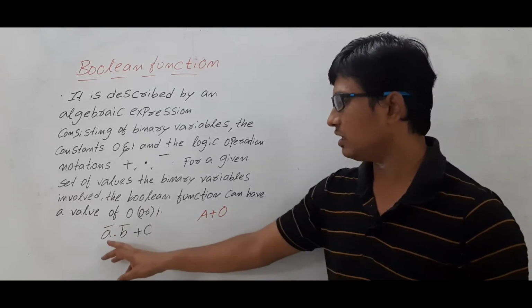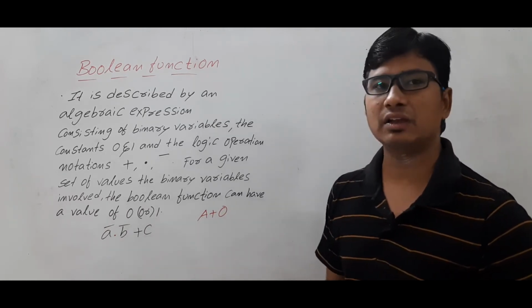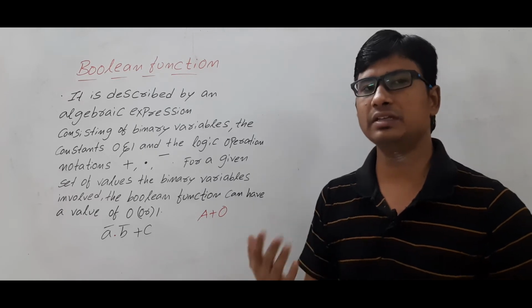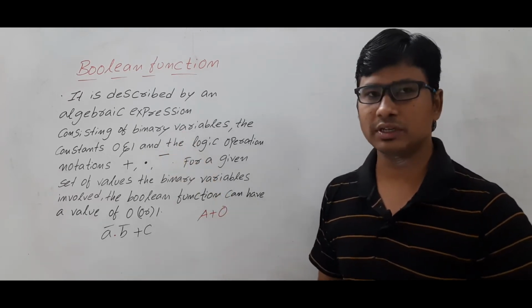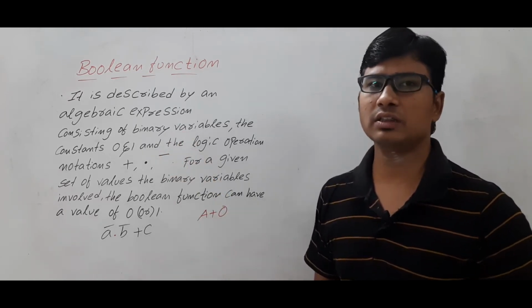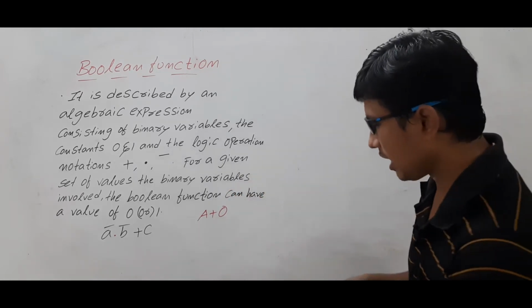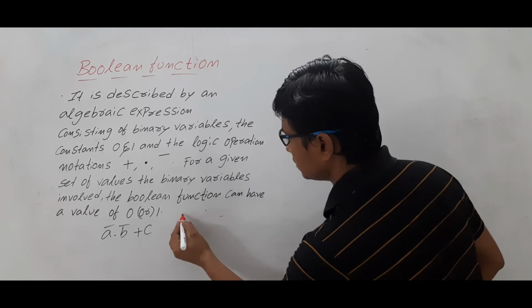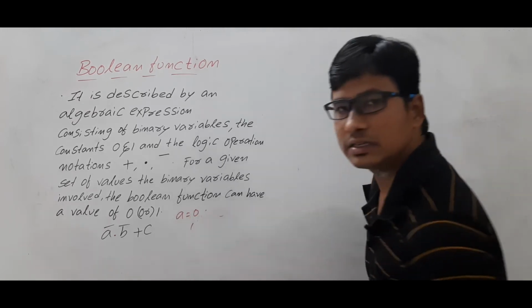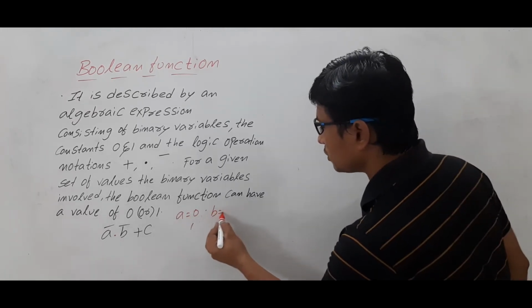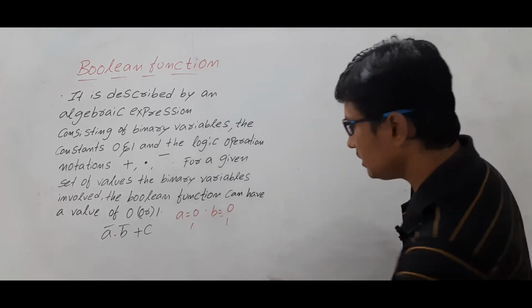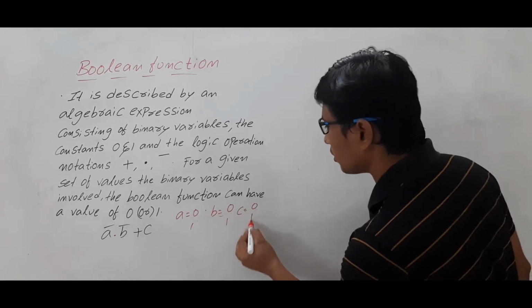Meaning that if I give A, B, C values, A, B, C are the Boolean variables. If they are Boolean variables, what inputs are possible? Either 0 or 1 is possible. A can have the value 0 or 1. Similarly, B can have the value 0 or 1. C can have the value 0 or 1.